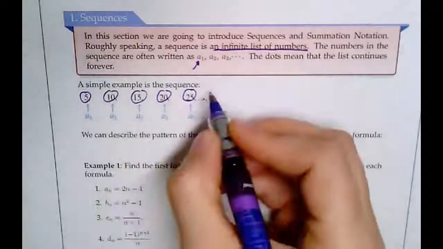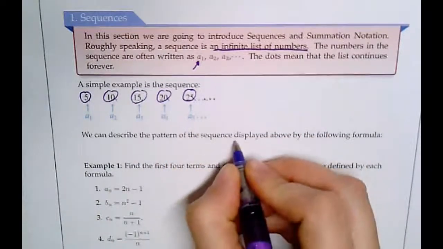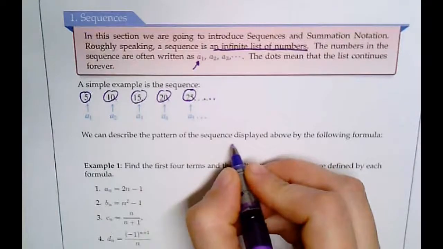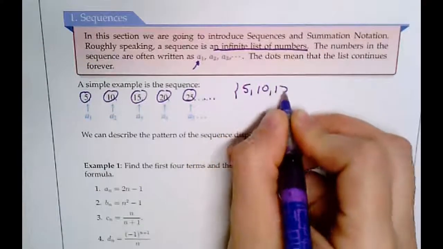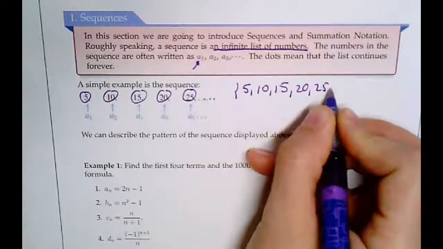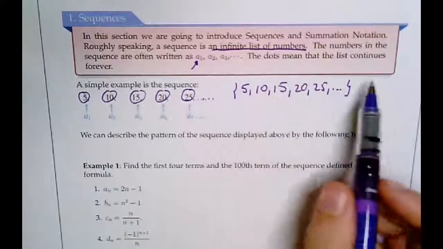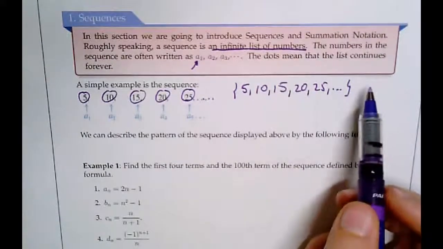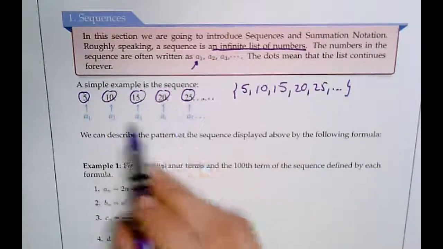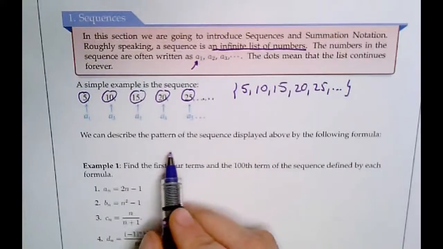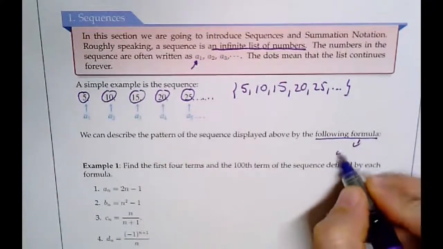We usually write this, we also can write this as 5, 10, 15, 20, 25, and so on. If I put it in curly braces, it's understood that it's a sequence with these terms. So we can describe the pattern. We have to notice a pattern here by writing a formula for what we call the general term.